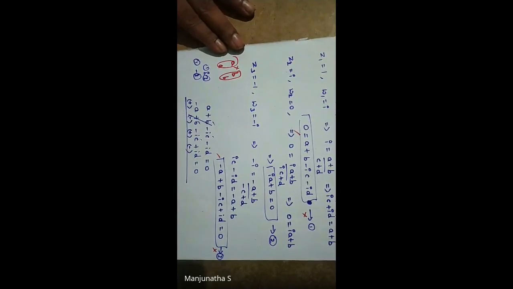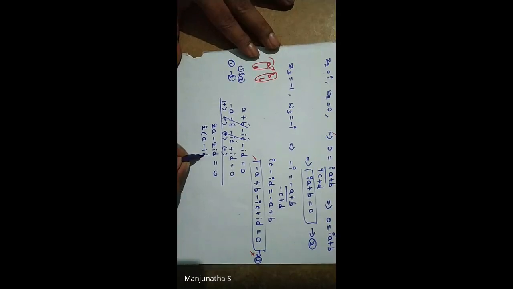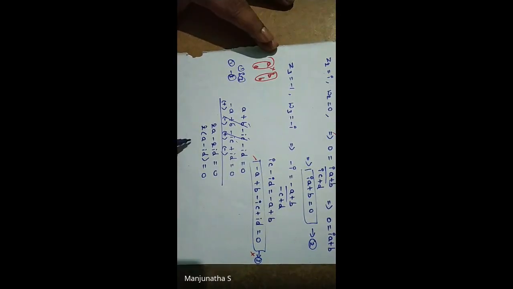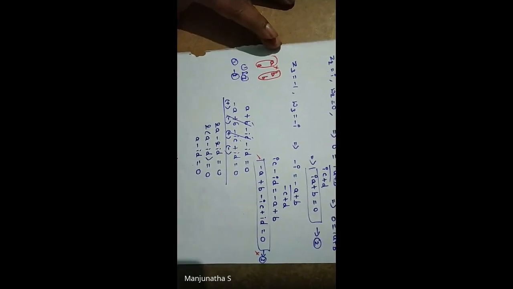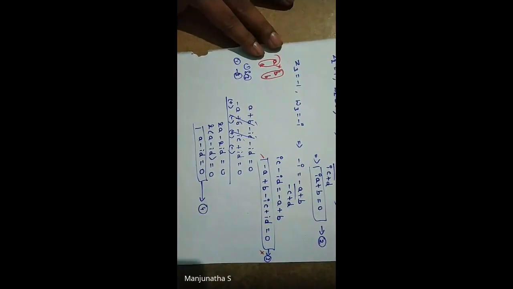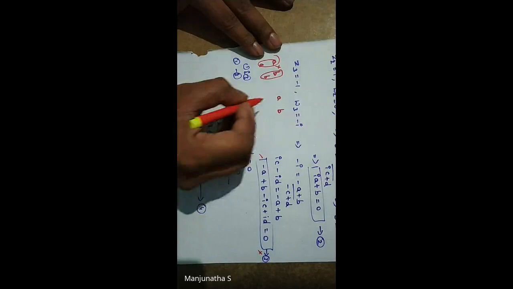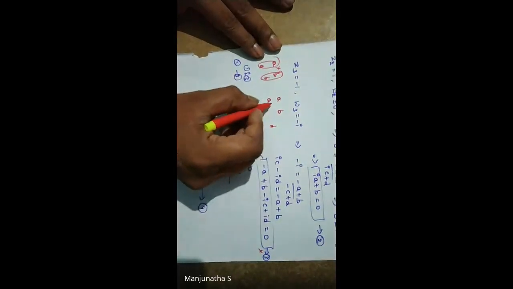So b minus b gets cancelled, and -ic plus ic gets cancelled. What is remaining? a + a is 2a, and -id - id is -2id, equal to 0. Taking 2 as common, a - id is equal to 0. When you send 2 to the other side, a - id is equal to 0. So this is equation number 4. Now, in equation number 2 I have a and b, and in equation number 4, a and d. I said at least one constant coefficient should be common.